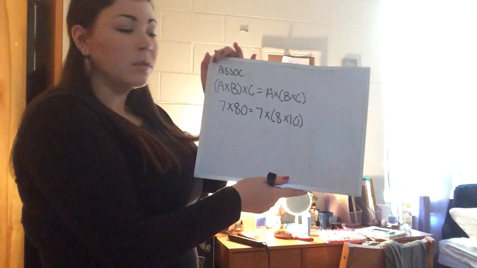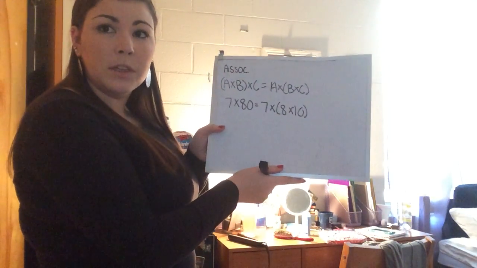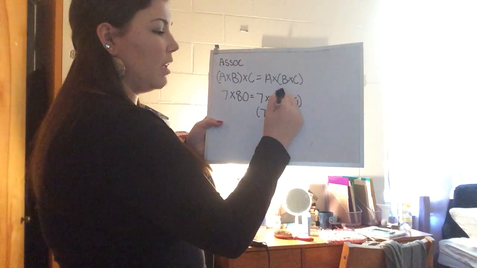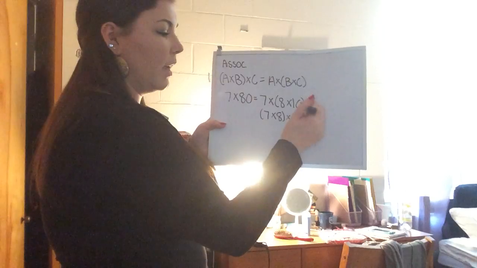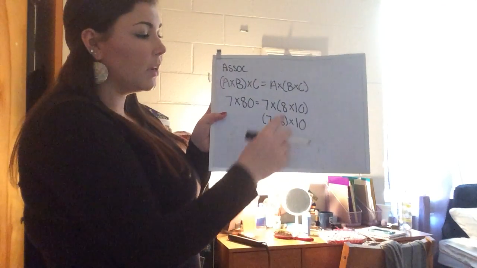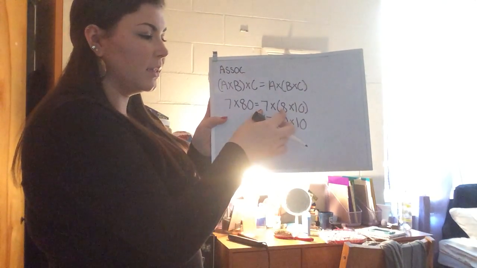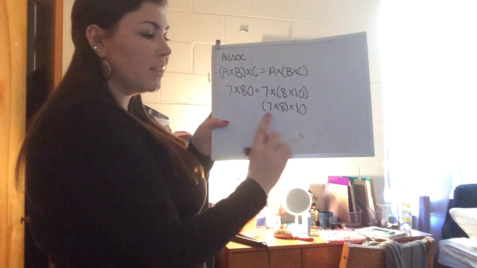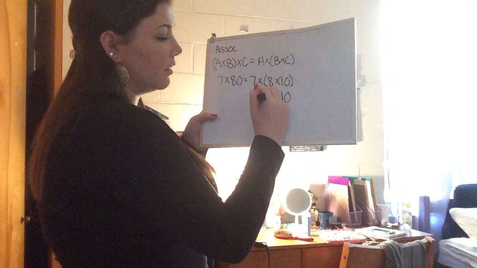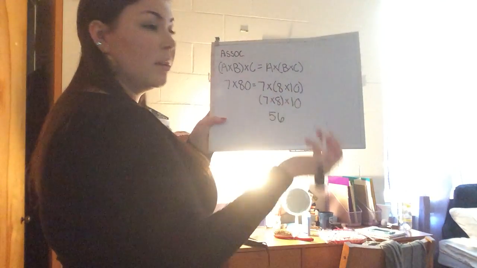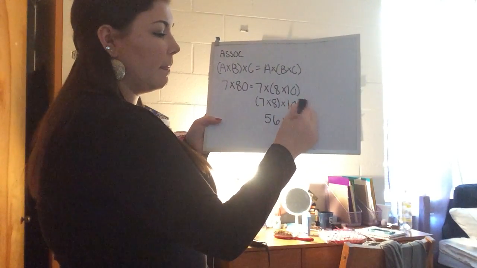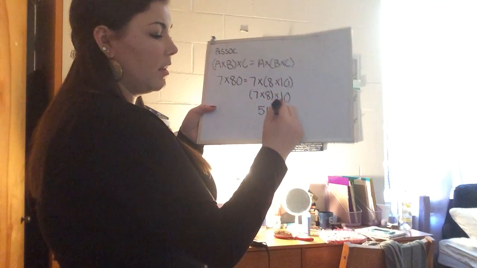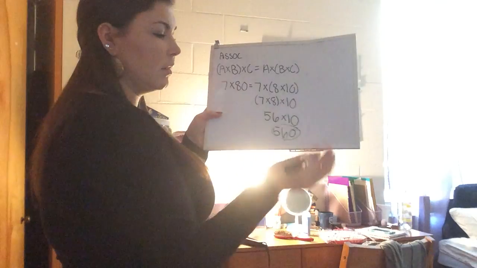So now to solve it, we're going to first use the associative property in our next step, which is (7 times 8) times 10. Okay, as you can see, we move the parentheses from 8 times 10 to 7 times 8 because we have to do the parentheses first. So 7 times 8 is 56, and then times 10. Okay, 56 times 10 is 560.